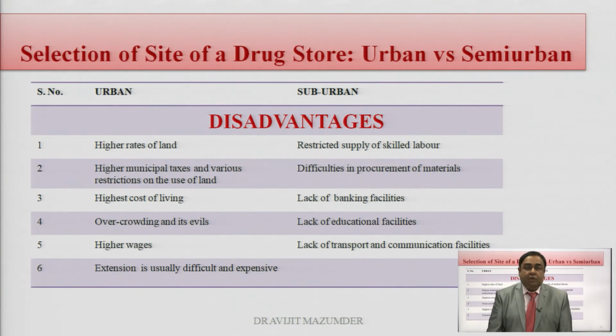There is a restriction of the skilled labor force. So, if your instruments get disrupted due to any reason, you will require much more time, because labor availability, skilled force availability is a problem. Difficulties in procurement of material due to the transportation problem. Lack of banking facility, because banks are not always located in a very close vicinity of your drugstore. Lack of educational facility, you require much greater effort to educate the customer, to educate the patients. And finally, lack of transport and communication facility is another great disadvantage if the drugstore is located in the semi-urban area.